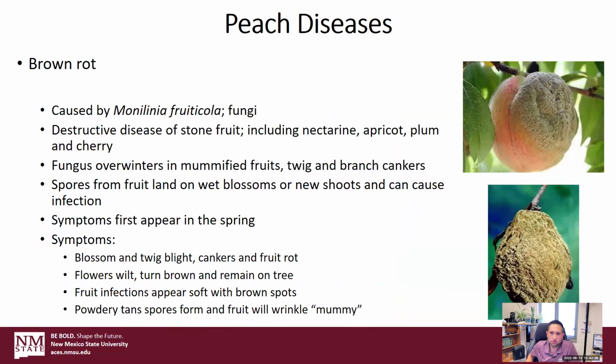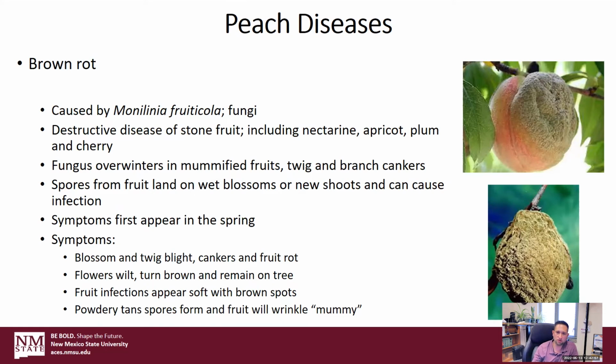Now moving on to brown rot. This one's caused by a fungus called Monilinia fructicola. This is a pretty destructive disease of stone fruit. You can find it in nectarines, apricots, plums, and cherries.